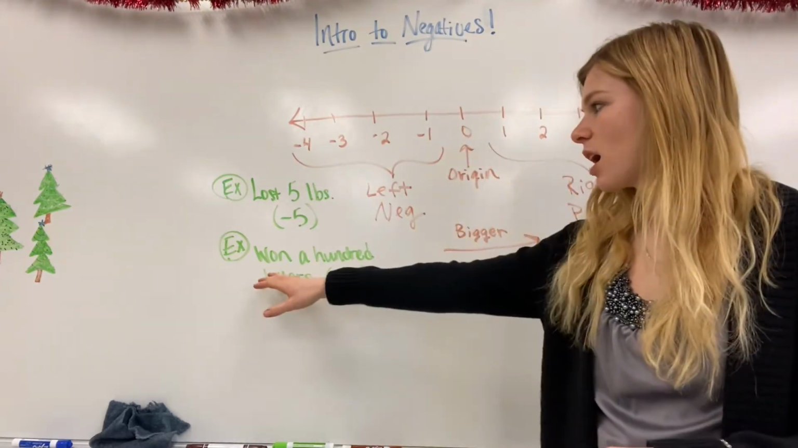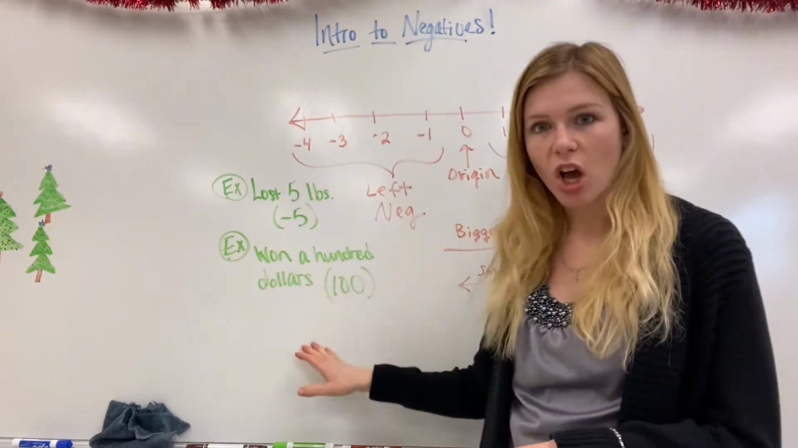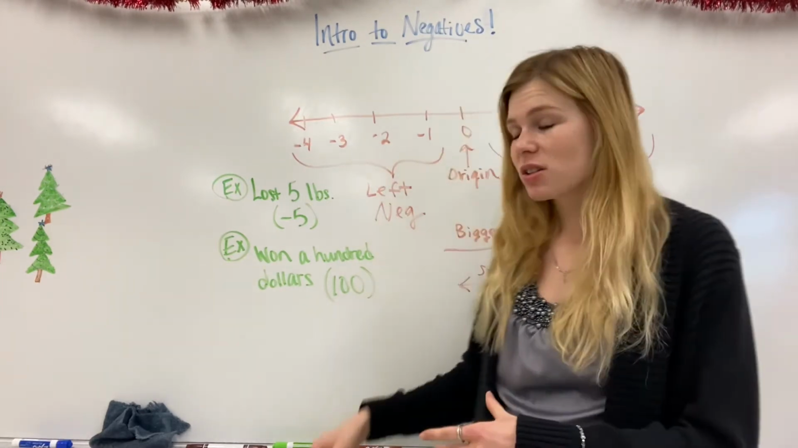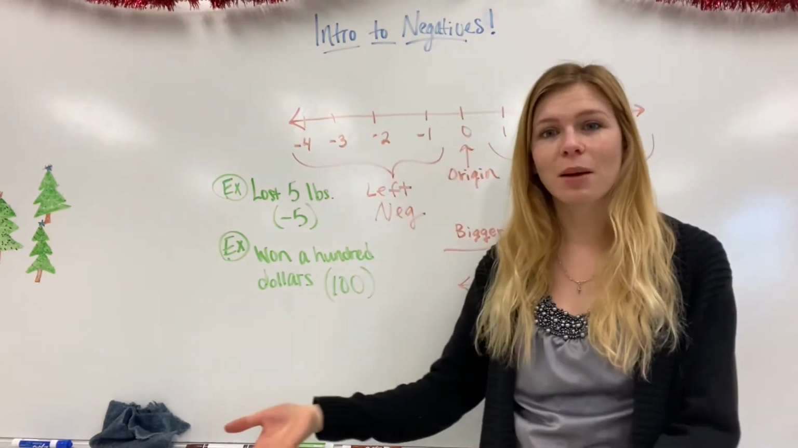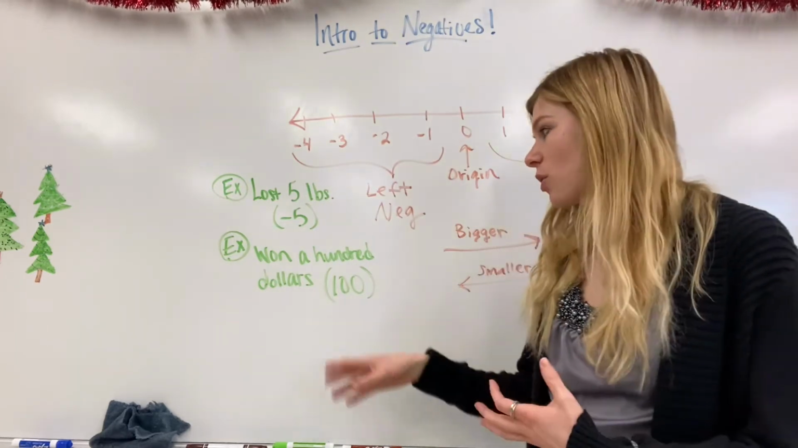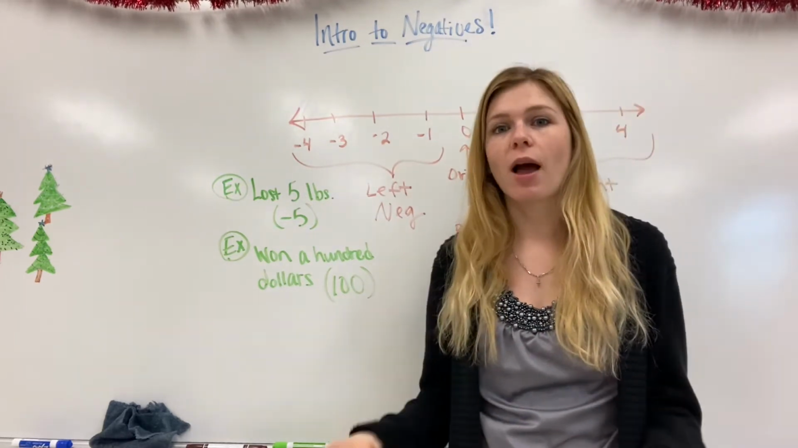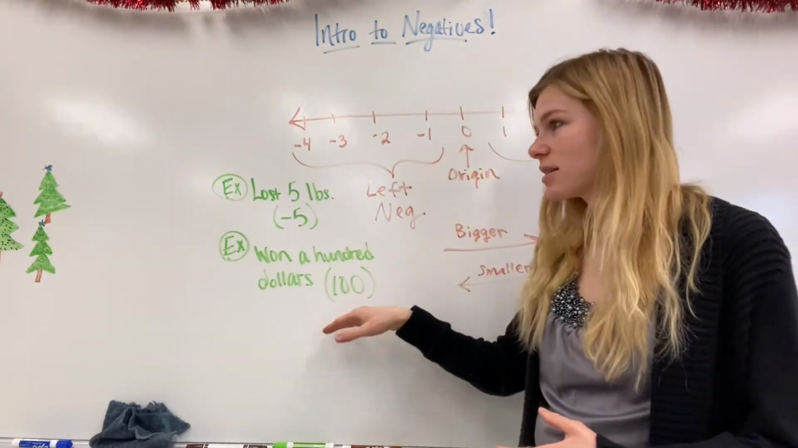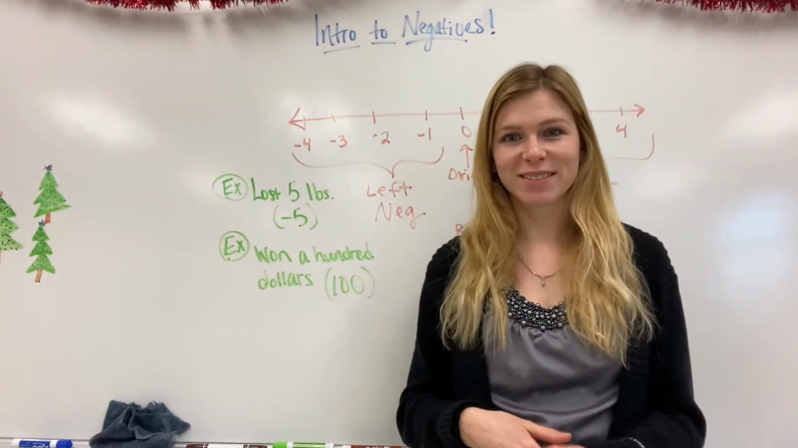Another example is I won $100. That means my bank account's getting a little bit bigger. So this is a positive 100 because I'm gaining it. If I wanted to, I could technically put a plus sign in front of it. I'm adding on $100. So it's a positive 100.